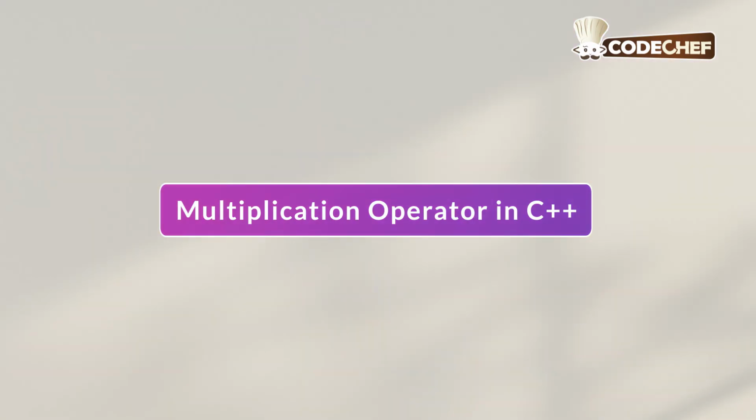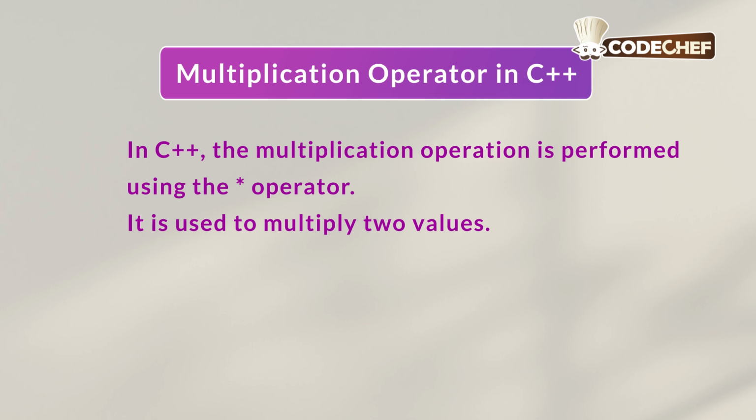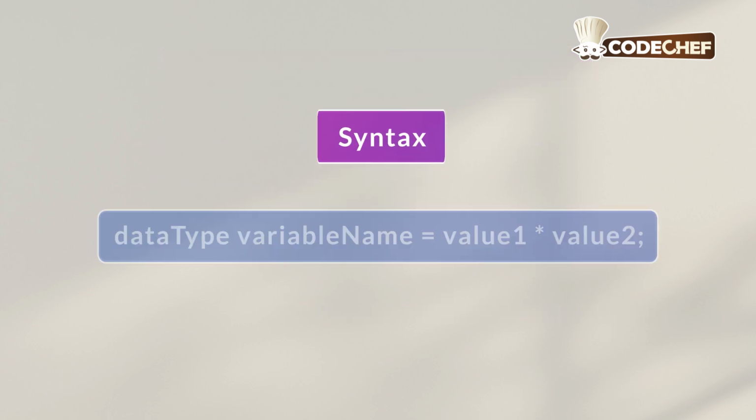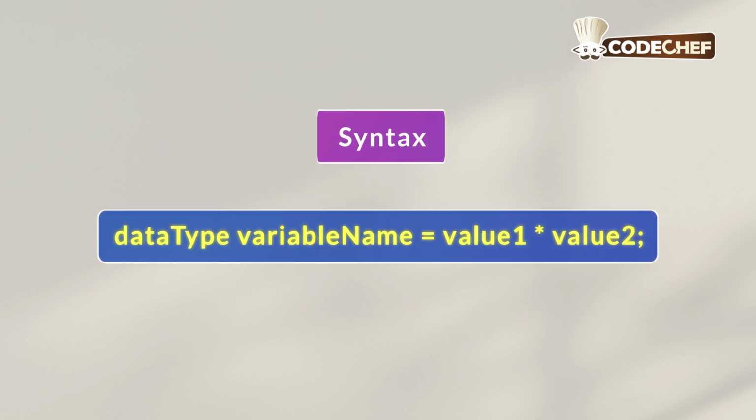Multiplication operator in C++. In C++, the multiplication operation is performed using the star operator. It is used to multiply two values, and these values can be numbers, variables, or expressions. Coming to the syntax, data type variable name is equal to value 1 multiplied by value 2 and semicolon. So we will first declare two variables named value 1 and value 2. We will assign some values to these two variables, and then we will multiply them. Whatever will be the product of these two variables will be stored in the variable name.